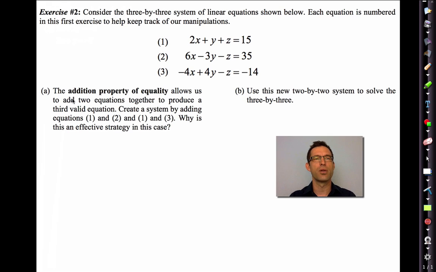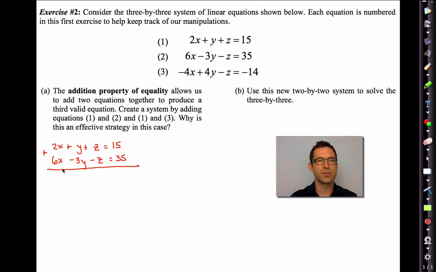So let's take a look at letter A. The addition property of equality allows us to add two equations together to produce a third valid equation. Create a system by adding equations 1 and 2, so we're going to add these two together, and 1 and 3, so we're going to add these two together, and then we're going to figure out why that was effective. So anyway, let me write down equation 1: 2x plus y plus z equals 15, and we'll do it in red. 6x minus 3y minus z is equal to 35. Now we can always add two equations anytime we want, so I'm just going to add these two.